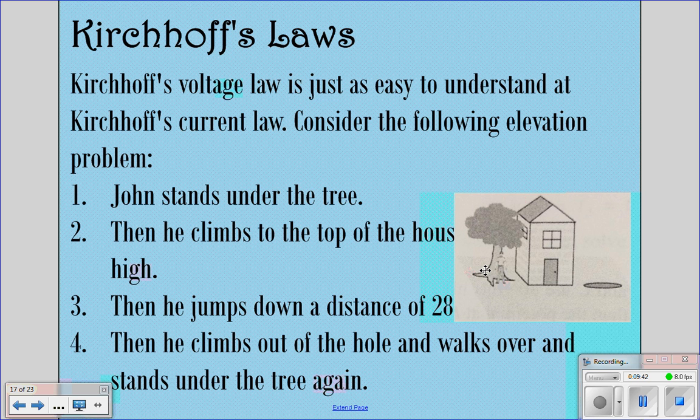So then they ask the questions. What was the difference between his starting elevation and his ending elevation? Well, he started and ended in the same spot. So that means that his difference between his starting and ending elevation is 0. He didn't change elevation from where he started to where he ended. Now he changed as he went up to the house and down to the hole and back up, but from where he started and ended, there was no change.